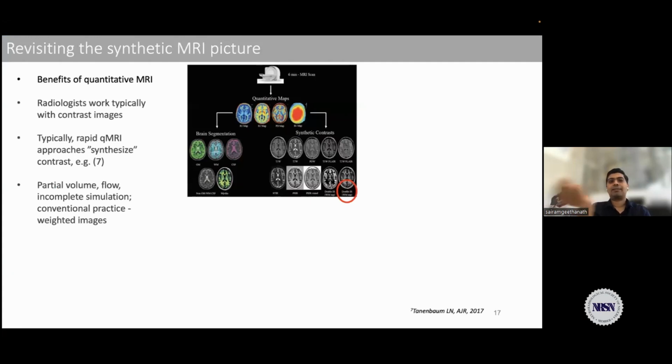So I apologize for the back and forth on those slides. If we revisit the synthetic MRI picture, again, speaking to the core, you radiologists generally work with contrast images. So to have these synthetic images is a little bit of a tricky situation for people to believe. The synthetic images are not the parametric maps, but more the qualitative images that are generated on the right side here. And these suffer from the artifacts that I showed.